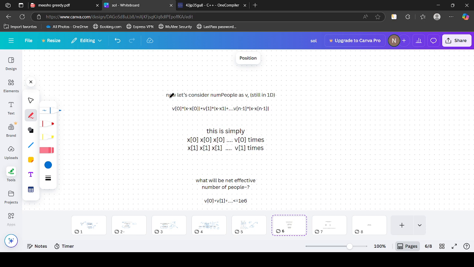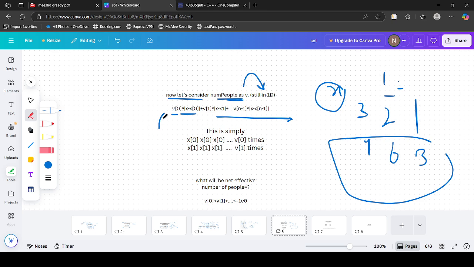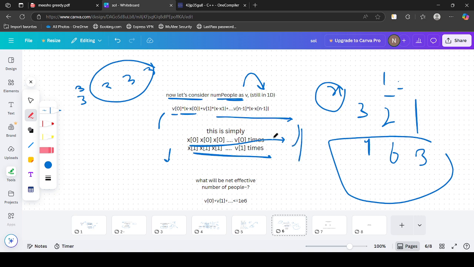So now we got one answer, and now let's consider the number of people as v. We are still in 1D, and before we found the answer for every single person. But now let's assume we have 3 people at some x, 2 at 6, and one member at 3. What will be the optimal location? It will be simply v of 0 times the absolute value of x minus x0, and so on till the last value. But this can be decoded as x0 repeated v of 0 times, x1 repeated v of 1 times, and so on, because 3 members means there are 3 different people at the same distance. So these both are the same.